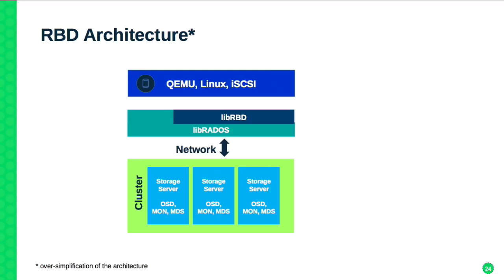Okay, so the architecture is very simple. The applications like QEMU, OpenStack, the Linux kernel, iSCSI, will talk with the librbd library and also with librados. And librados will communicate with the OSDs, the underlying storage, where the data actually will be stored.